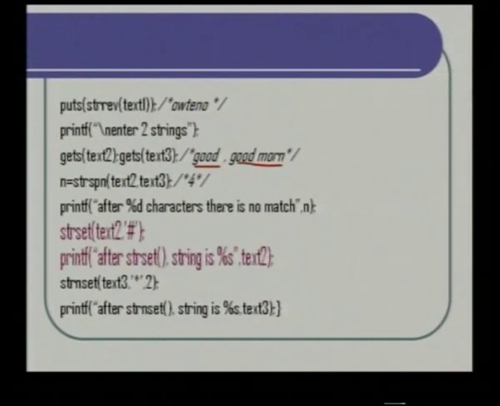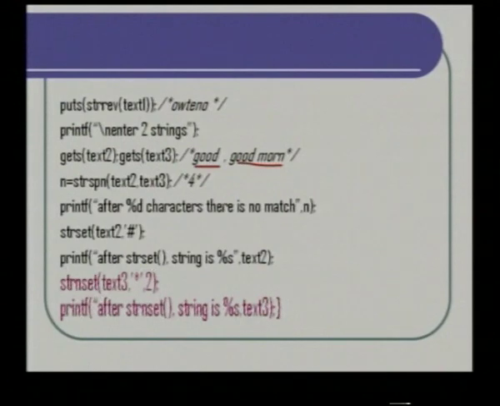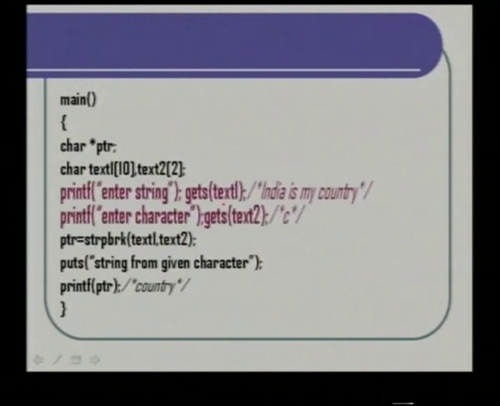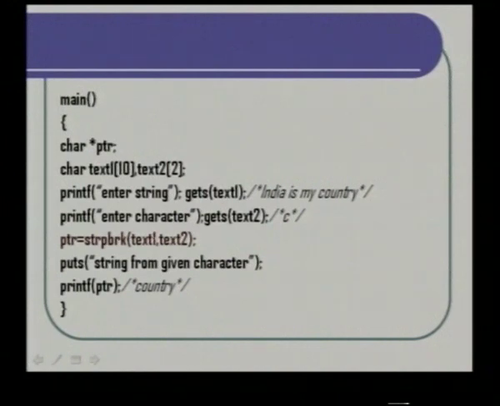Then string set is to set the string with the hash symbol, and strnset sets the string with the star symbol up to 2 characters. And here you have the strpbrk function, which is to print only from one particular character. In this function strpbrk, text 1, text 2, I am giving the character from which point I have to print it. The character I am entering here is C, through gets of text 2, text 2 is C which is a character, text 1 is the string. So, from C it prints country. And here it has to return the value to a pointer variable, so a pointer has to come as the collecting variable.